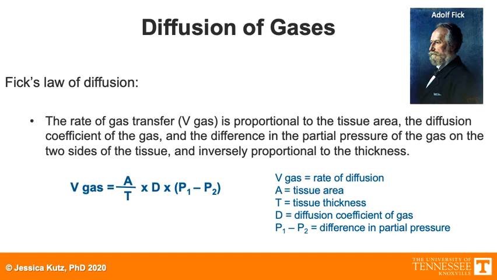Now, I don't expect you to be able to go through a calculation using this equation, but I do expect you to be able to tell me how each variable would influence the diffusion of gas. For example, as tissue thickness increases, you should be able to tell me that that would decrease the diffusion of gas. Whereas if the tissue area increased, you should be able to tell me that that would increase the diffusion speed of a gas across the tissue.